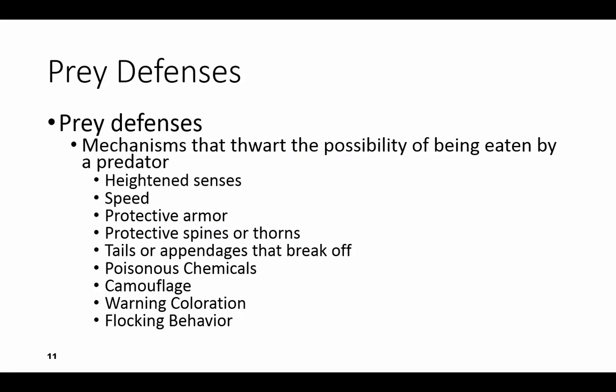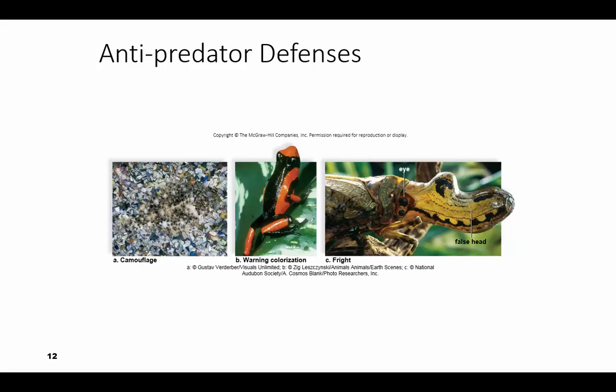Now, prey have a lot of defenses that will maybe discourage predators from eating them. They have heightened senses. A lot of times they're very fast or have protective armor or maybe spines or thorns. Sometimes their tails or appendages break off. They can camouflage themselves. Some of them will have poisonous chemicals that they give off, or warning coloration, or there are flocking behaviors as well. So anything to discourage a predator from eating them. You can see here, you got camouflage.